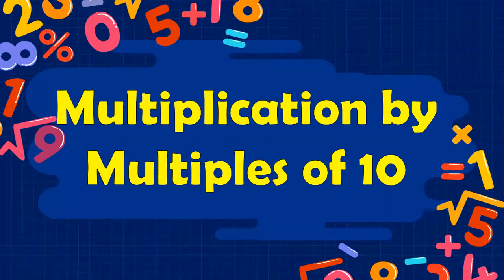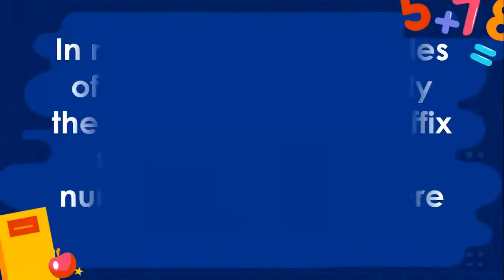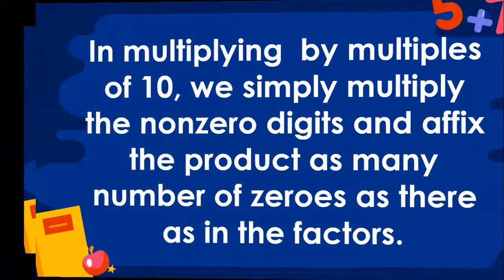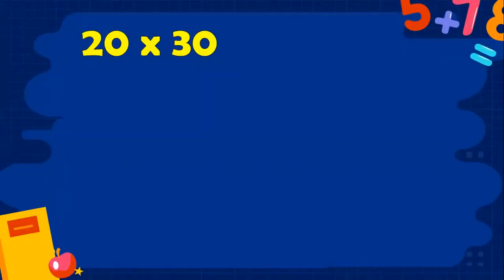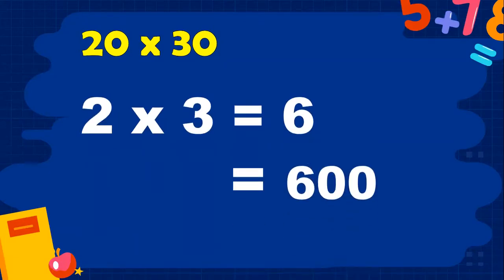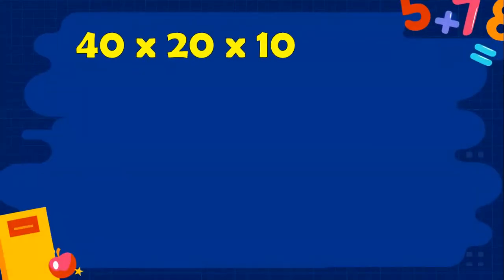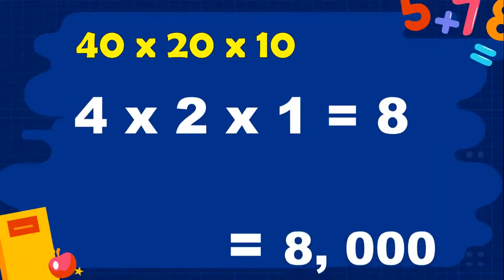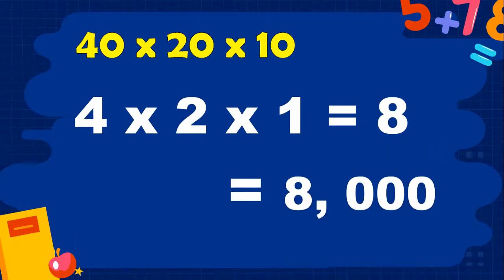Let's proceed to multiplication by the multiples of 10. In multiplying by multiples of 10, we simply multiply the non-zero digits and affix to the product as many zeros as there are in the factors. We have 20 times 30. 2 times 3 is equal to 6, and you're going to affix 2 zeros. You have 600. We have 40 times 20 times 10. 4 times 2 times 1 is equal to 8, and you're going to add the 3 zeros. You have 8,000.